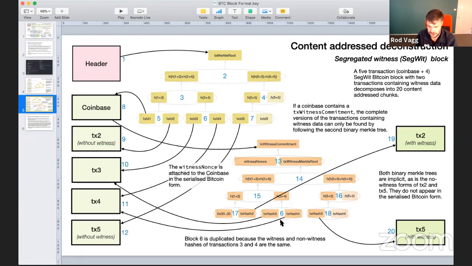Which also means that you'll have some repetition in the internal blocks of that binary Merkle tree. So you can see I've labeled these blocks here 6 and 6 are the same, because it's the same thing. So you do get this compaction that happens by repeating these parts of the structure.